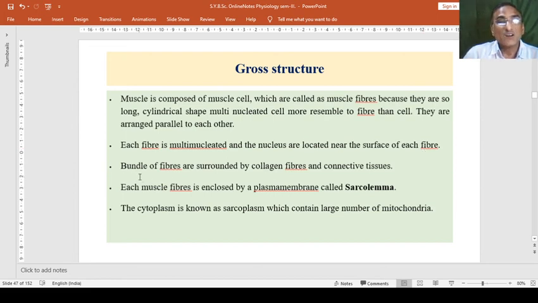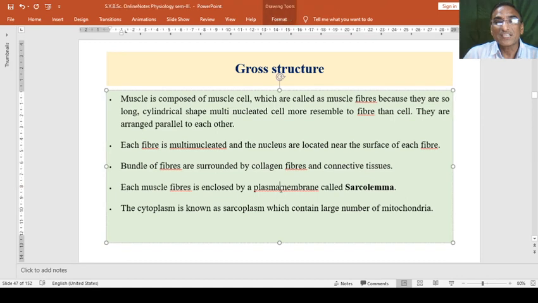The bundles of these fibers are surrounded by collagen fibers and connective tissues to bind all these fibers together and to form a muscle that works properly for its physiological action. Each muscle fiber is enclosed by a plasma membrane called the sarcolemma.